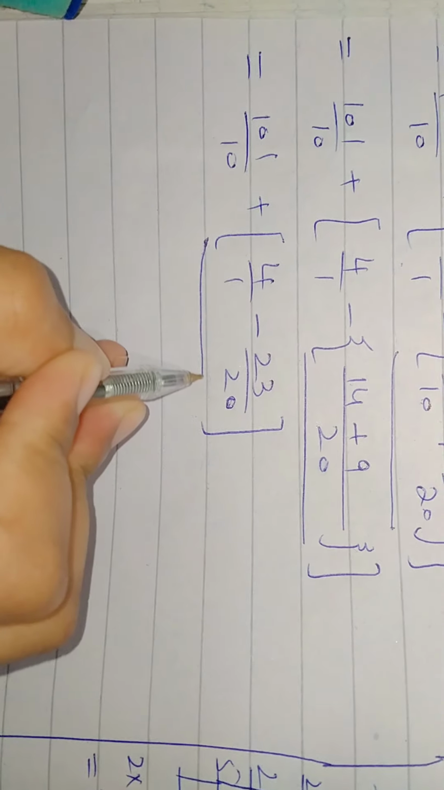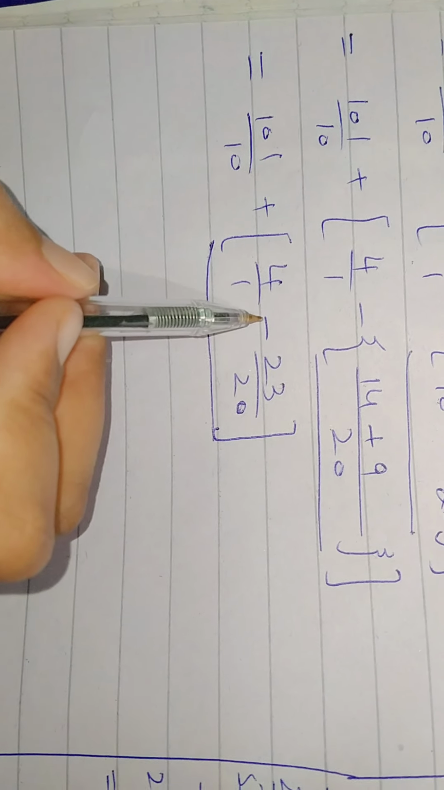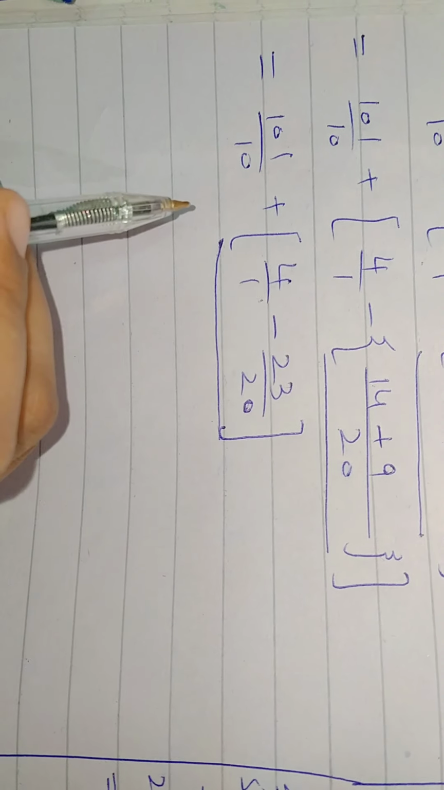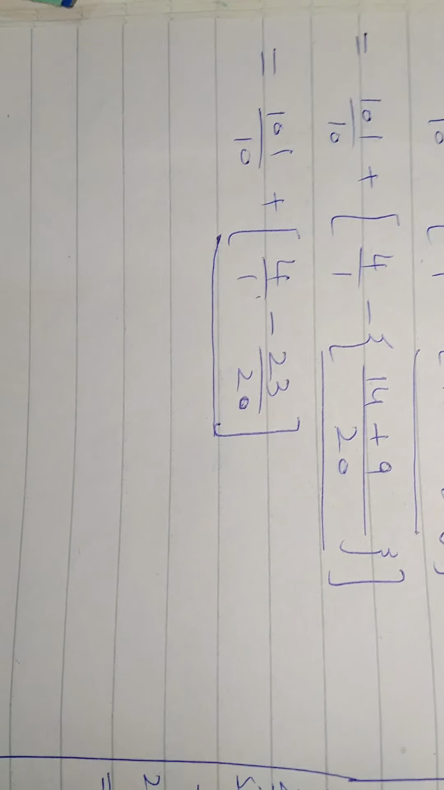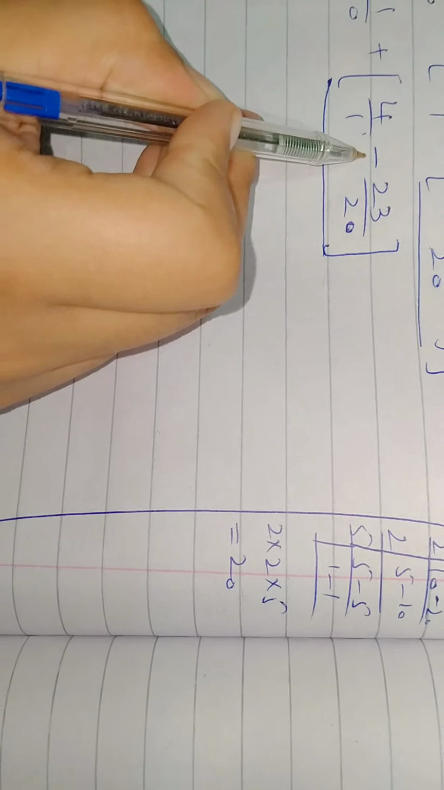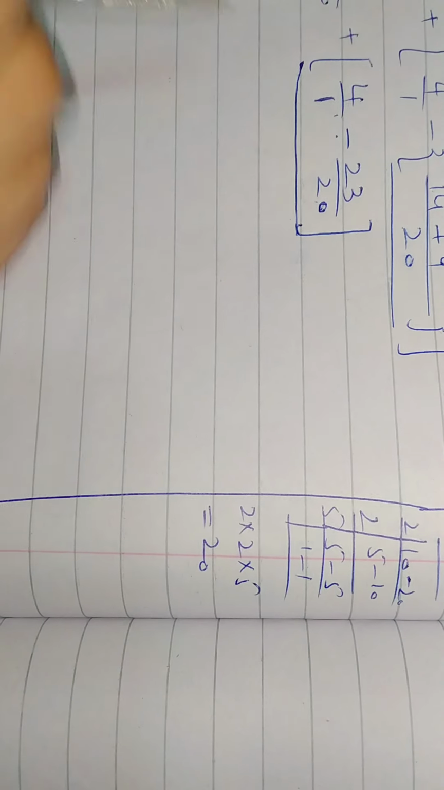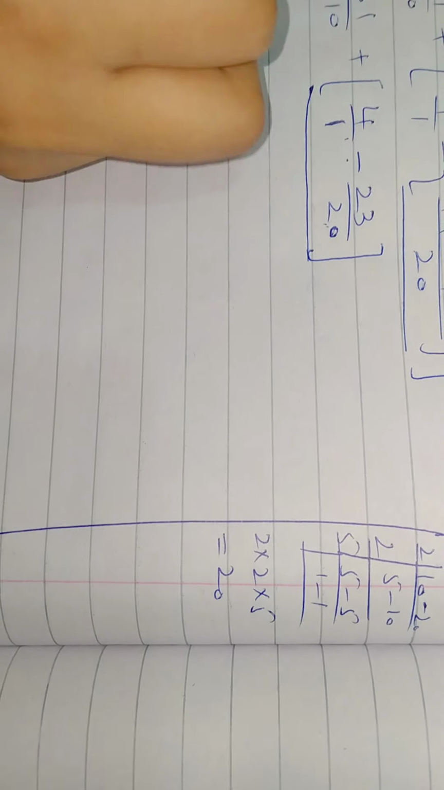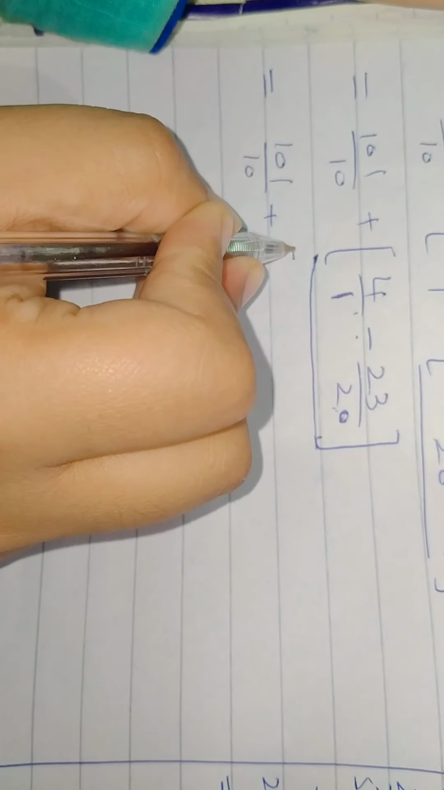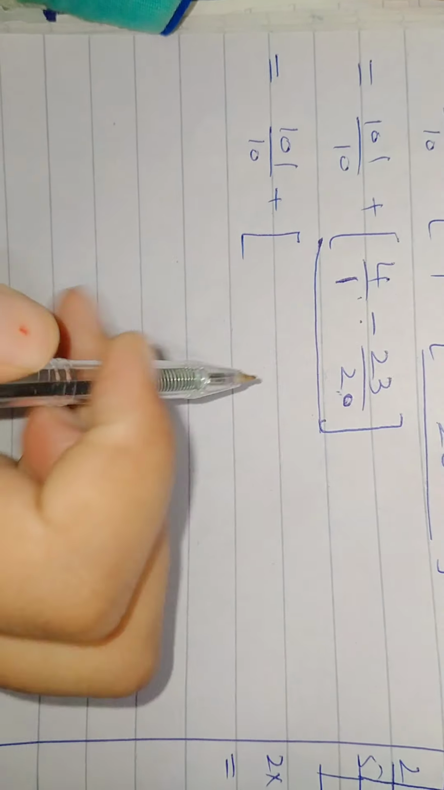Now we have only one bracket left, the last one, the square bracket. Again there is subtraction. Whenever there is addition or subtraction between two fractions, we have to take the LCM. In the case of multiplication and division, we do cancellation. But here is a subtraction sign, so we have to take the LCM. The LCM of 1 and 20 will be 20, because when we multiply a number with 1, the same number comes. So the LCM is 20.